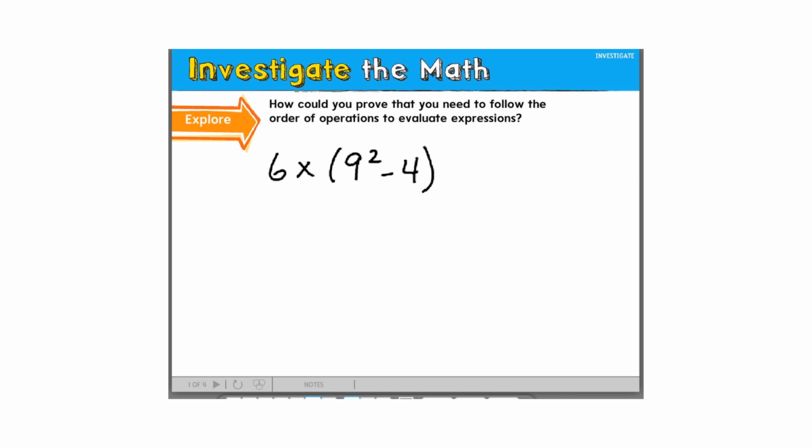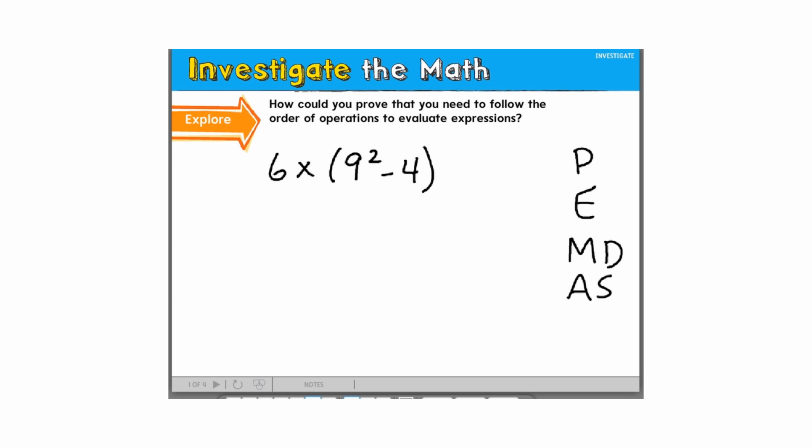So again, we're going to start with parentheses first, then exponents. The parentheses are there to show you what to do first. So sometimes you're going to see a problem that doesn't have a parenthesis. If it doesn't have a parenthesis, you just move on to the second part.